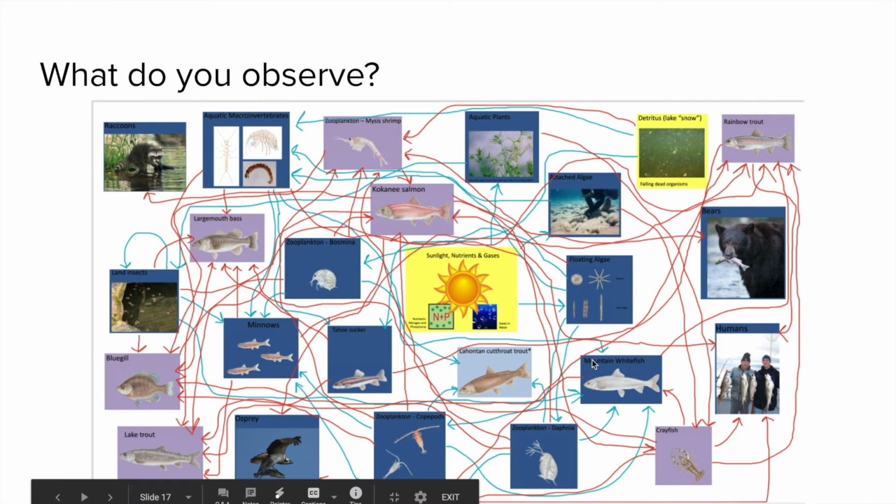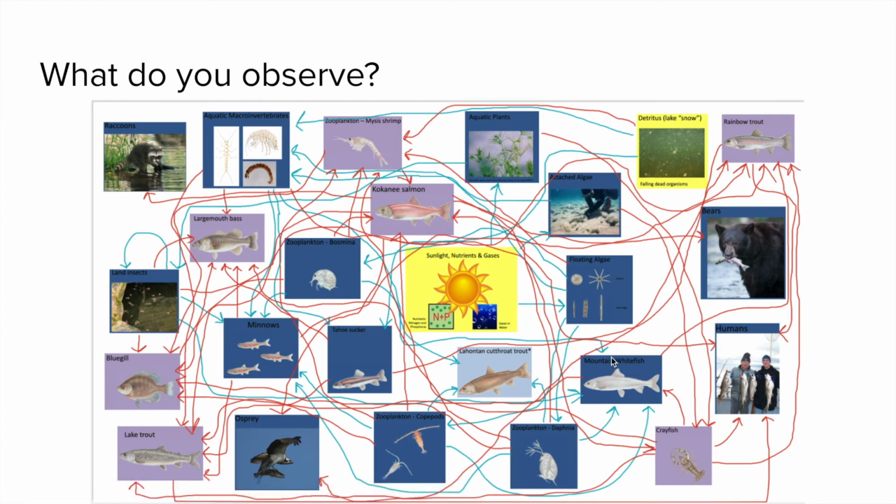It had 1, 2, 3, 4 blue arrows pointing towards it. So it was eating 4 organisms and nothing in the ecosystem ate it. What about now? Now it has 2 red arrows pointing away from it. So 2 non-native species are now eating the mountain whitefish.